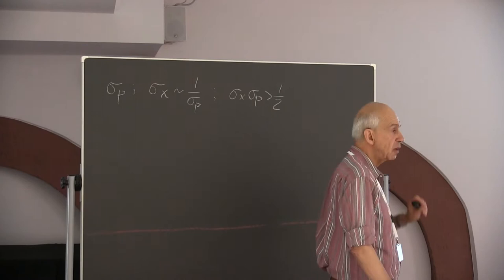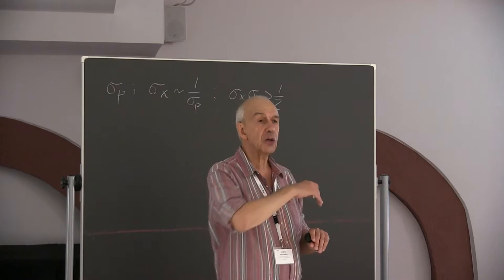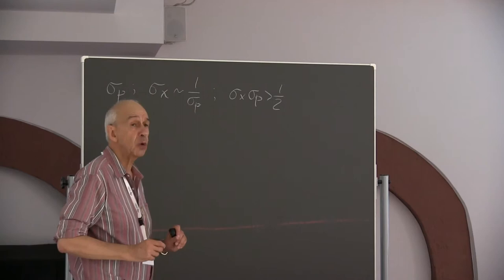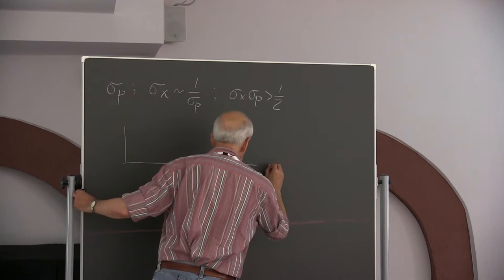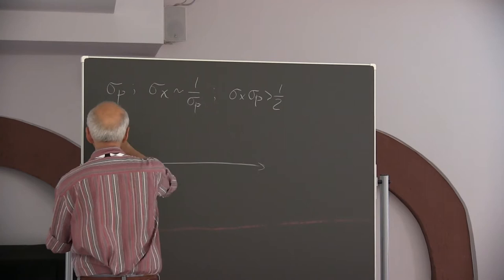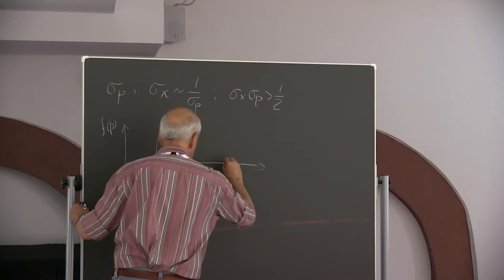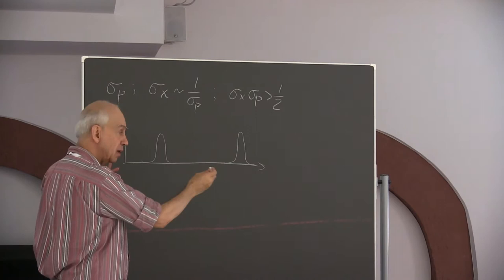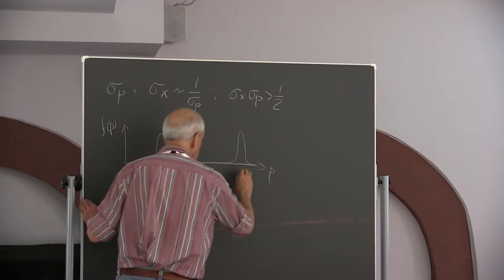Or a Breit-Wigner shape wave packet has a reasonable shape. Let me give you an example of an unreasonable shape, which we never deal with, but which will explain when we can have a situation when sigma x sigma p is actually much bigger than 1. Okay? Assume we have a momentum distribution of this type, with two peaks separated by a big distance in the momentum space. This is P1, this is P2. The width of each of them is a small sigma p.